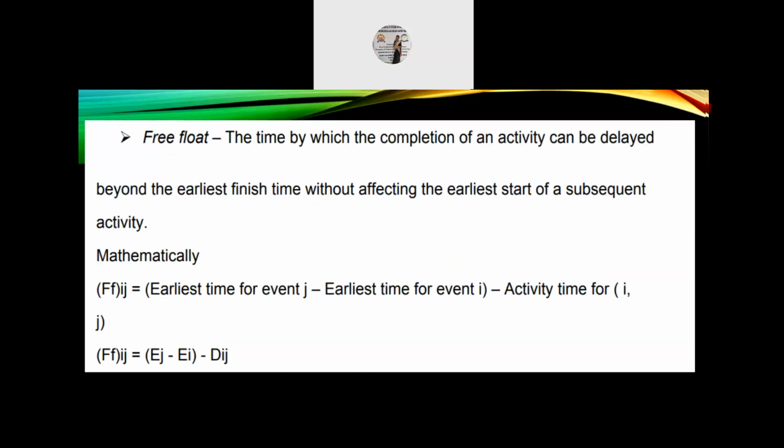Next, free float. The time by which the completion of an activity can be delayed beyond the earliest finish time without affecting the earliest start of a subsequent activity is the free float. Mathematically, FF, free float of activity i-j, is equal to earliest time for event j minus earliest time for event i, minus the activity time for i-j.